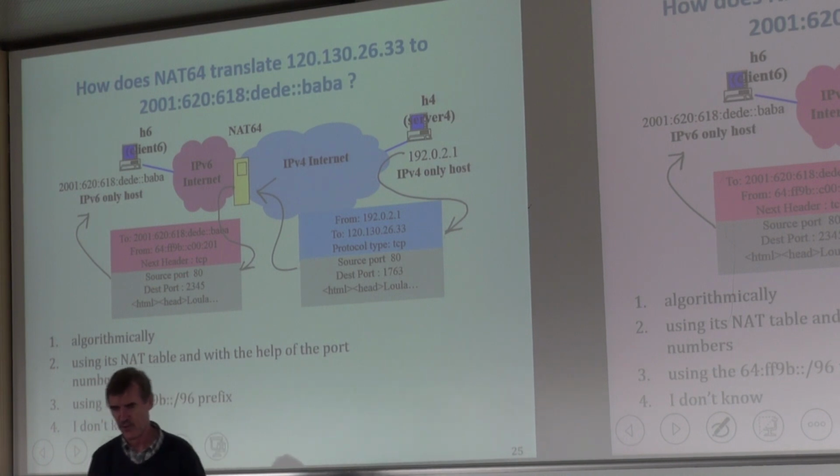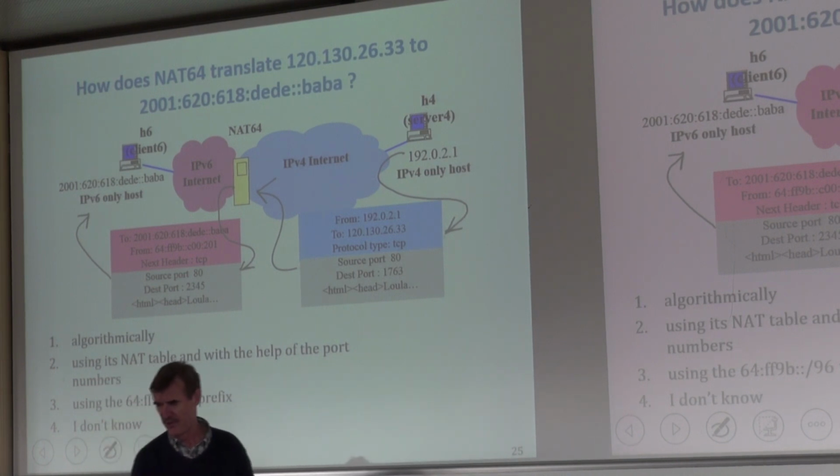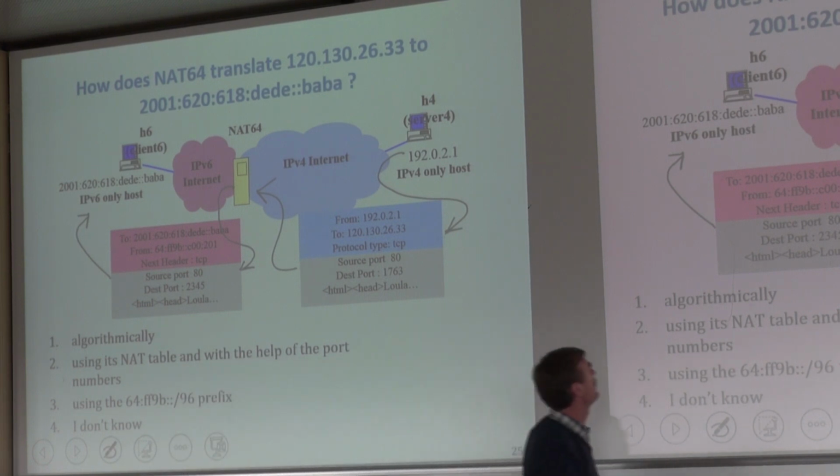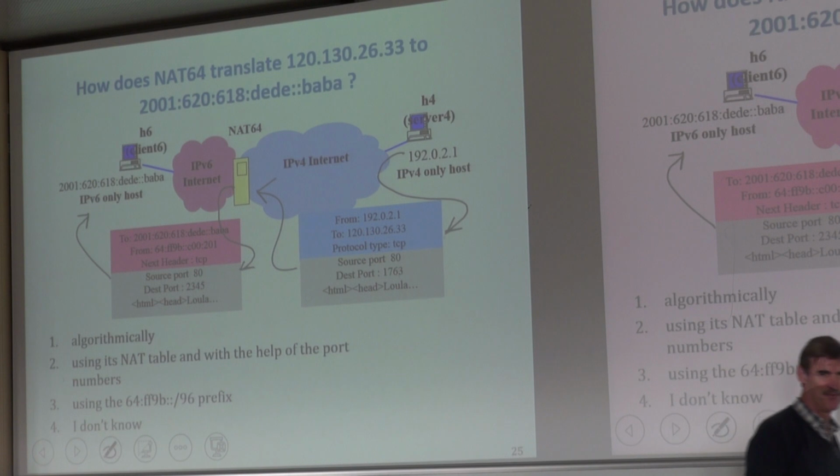How do you transform, in fact, 120.130.26.33 to the correct IPv6 address in the reverse direction when the server responds?